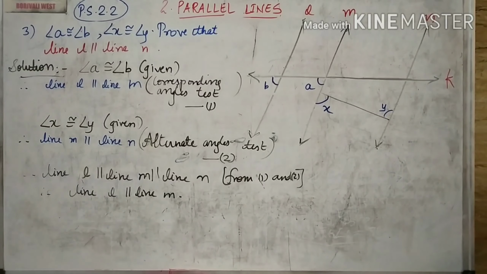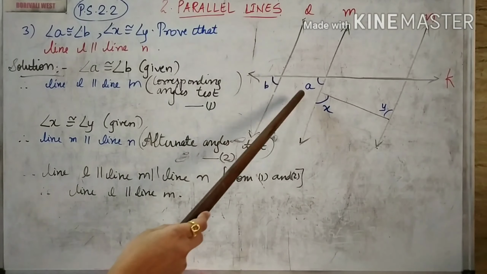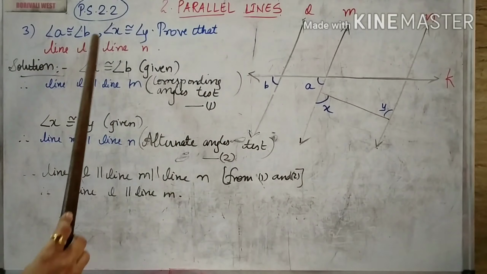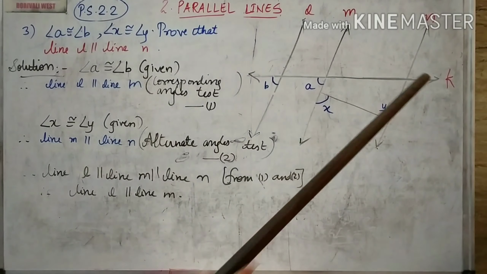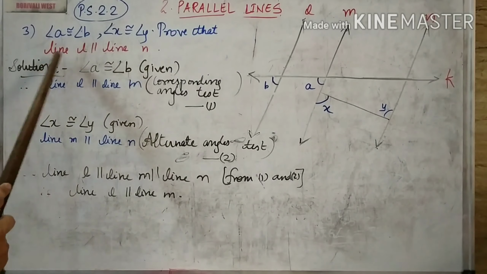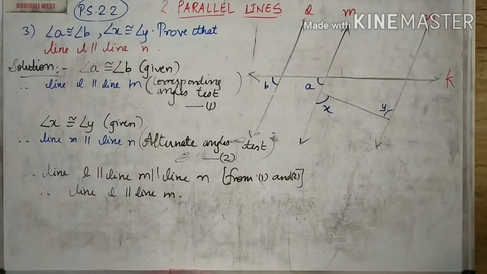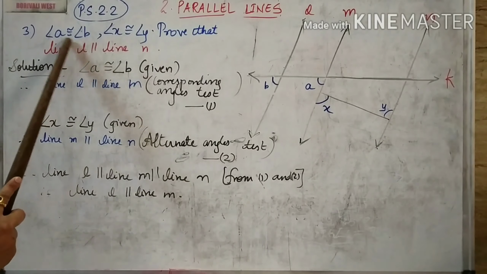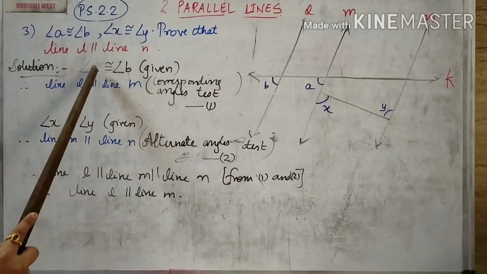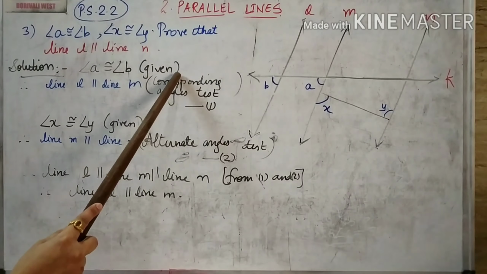In the next question, we have been given that angle A is congruent to angle B and the angle X is congruent to angle Y. Prove that line L is parallel to line N. We have to prove that this line is parallel to this line. Now we will make use of whatever information is given in the question. So the first pair of angles which is congruent is angle A congruent to angle B, which I write down, and I write down given.